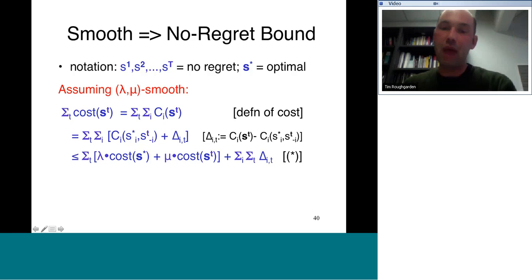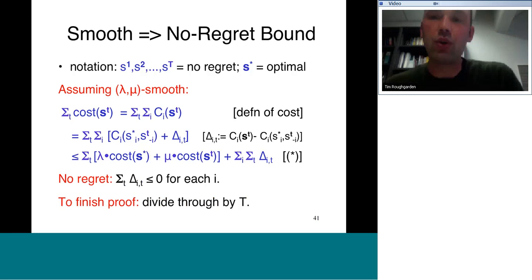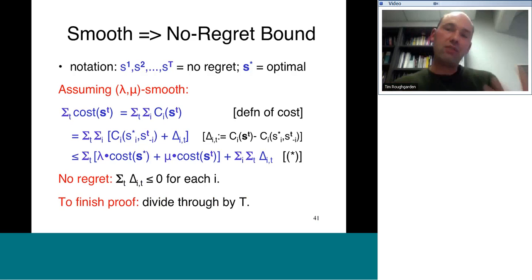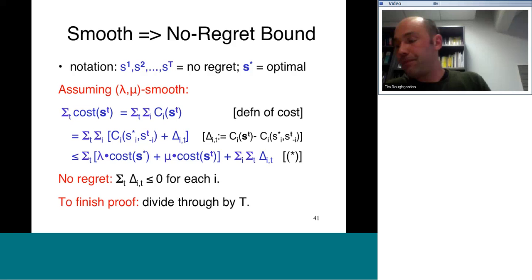We conclude just by rearranging and dividing through as before. So again, summarizing, assuming that a game is smooth, that is assuming that we've proved that disentangling inequality for all outcomes S, we conclude that not merely pure equilibria have an approximation factor of lambda over 1 minus mu, but indeed everything in the biggest set, no regret sequences. Any questions about that?